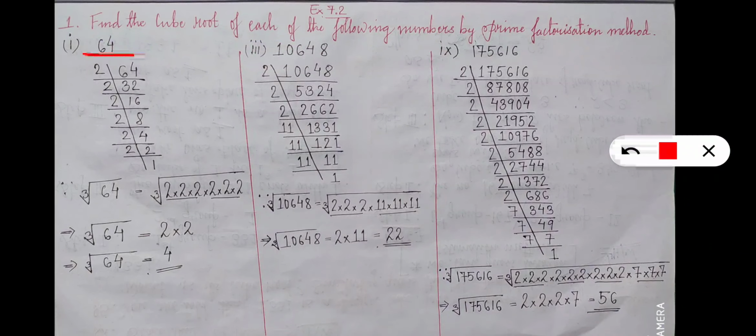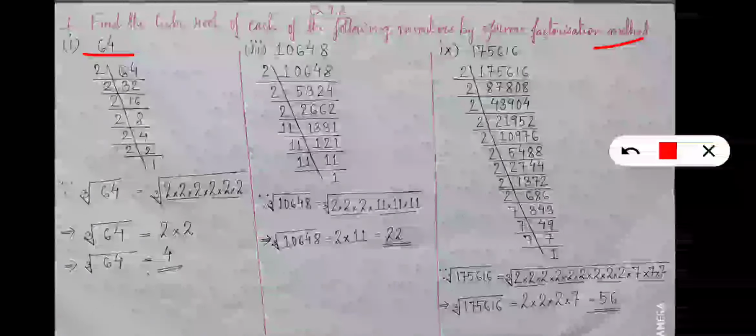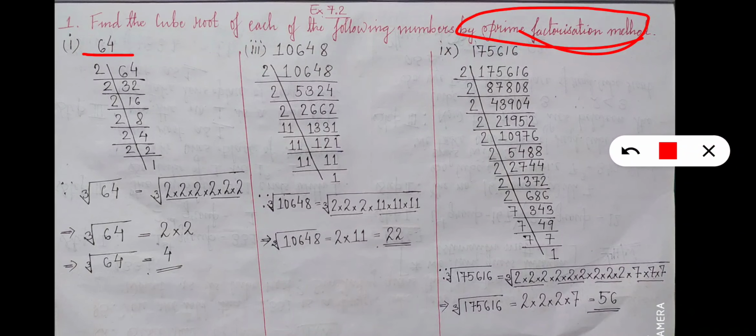The first one is 64. Now the method itself says prime factorization, so we'll do the prime factorization of 64. So you know how to do it. 2 32s are 64, 2 16s are 32, 2 8s are 16, 2 4s are 8, 2 2s are 4, and 2 1s are 2. Very simple.